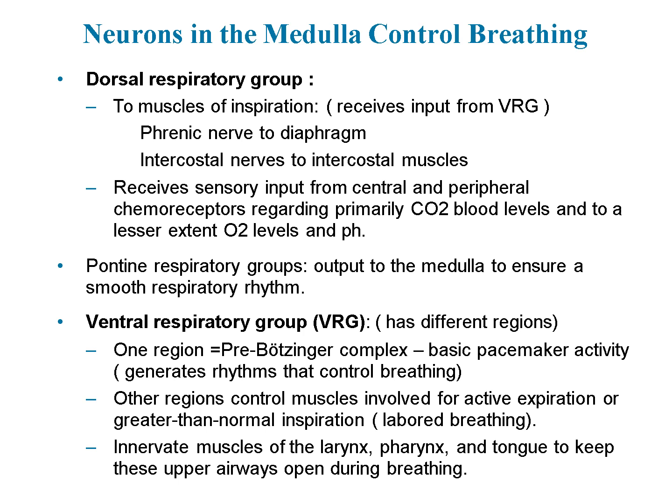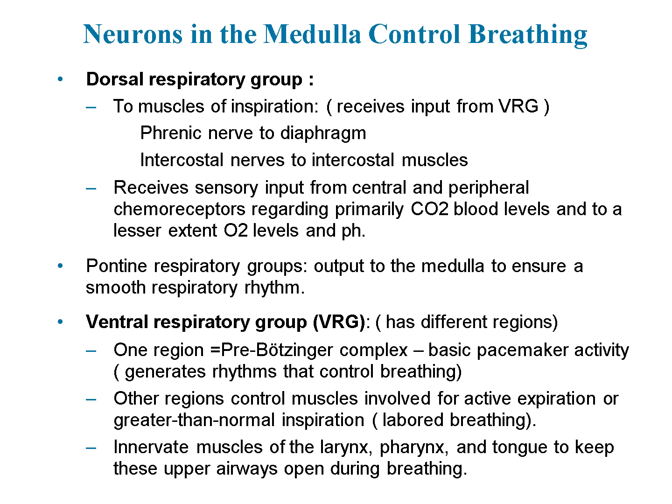Other regions of the ventral respiratory group regulate muscles involved in active expiration and deeper, more forceful inspiration, which is necessary during labored breathing. Additionally, this group controls muscles of the larynx, pharynx, and tongue, keeping the upper airways open during breathing. Together, these respiratory control centers in the medulla ensure that breathing remains efficient and adaptable to the body's changing oxygen demands.